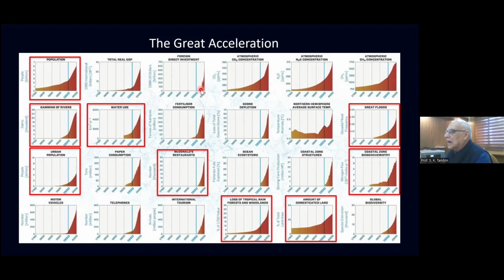Whether it is parameters like the chemistry of the atmosphere, whether it is the population, whether it is the total real GDP, whether it is the damming of rivers, the use of water, the use of fertilizers, or ozone depletion. I won't go through the list, but anything that you look at, essentially there's a steepening that is taking place post 1950.